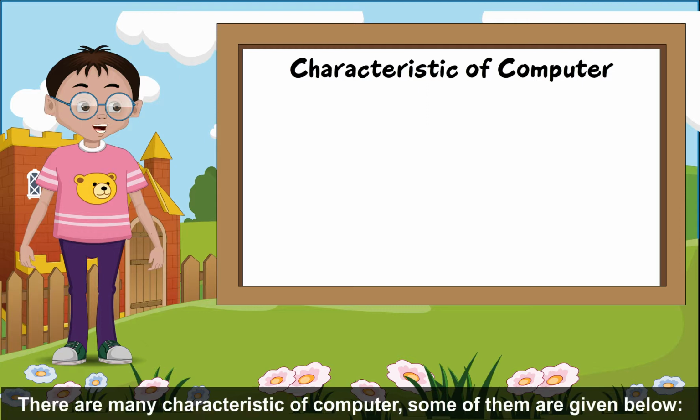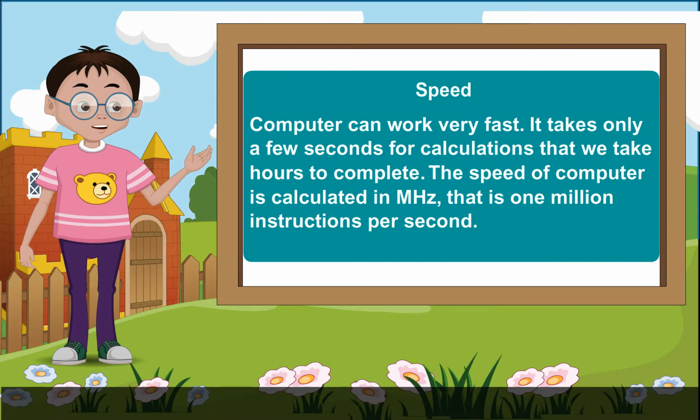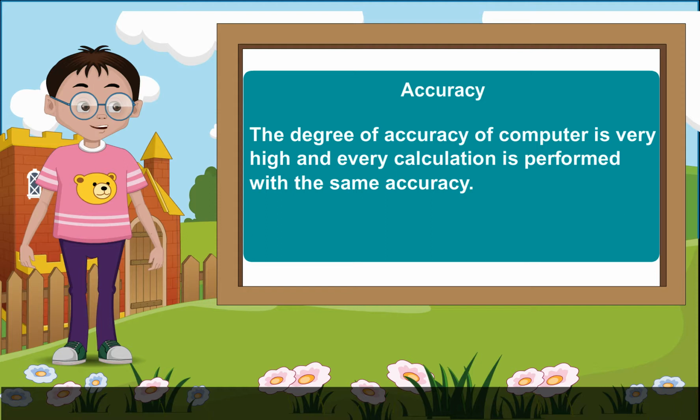Characteristics of computer. There are many characteristics of computer. Some of them are given below. Speed. Computer can work very fast. It takes only a few seconds for calculations that we take hours to complete. The speed of computer is calculated in megahertz, that is, 1 million instructions per second.